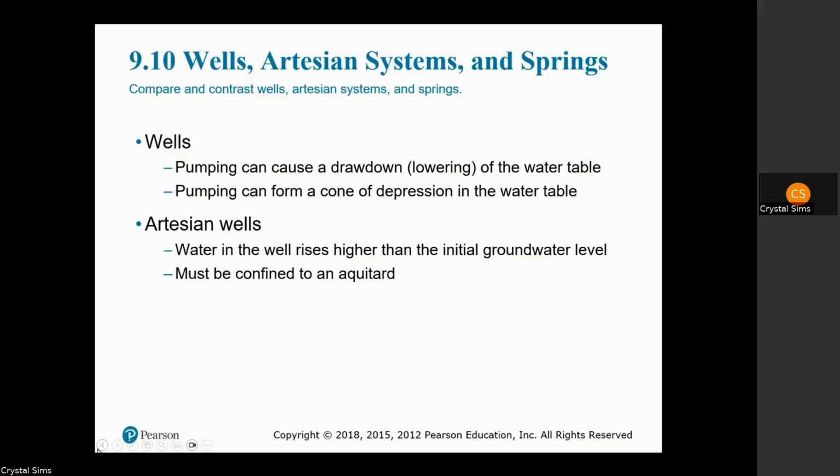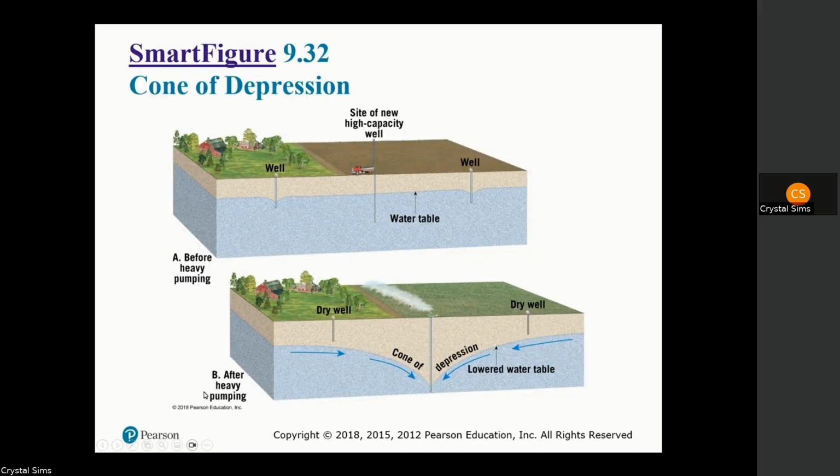But when a substantial amount of water has been withdrawn, the water table around the well is lowered, and this can cause what we refer to as drawdown and can form a cone of depression in the water table, like we see here. So we've got a well here, looks like maybe to be for personal use. We've got a well over here for farm use, and now we're drilling a new high capacity well. So a lot of pumping has occurred at this high capacity well that was built here, and this has caused a cone of depression.